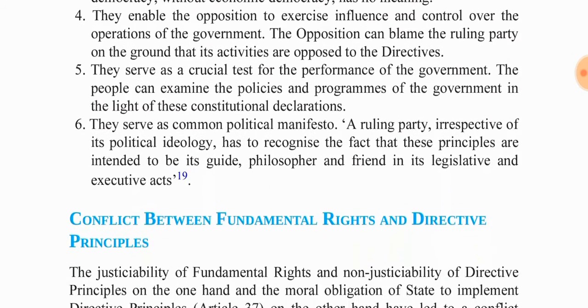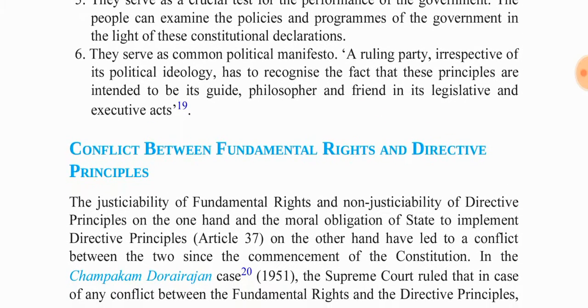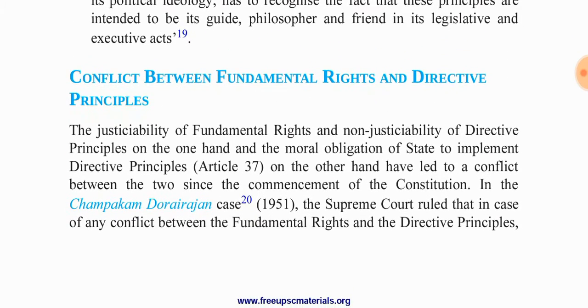So we move to conflict between fundamental rights and directive principles. This also you can read. In this section we go through many cases where there were conflicts between the DPSPs and fundamental rights.